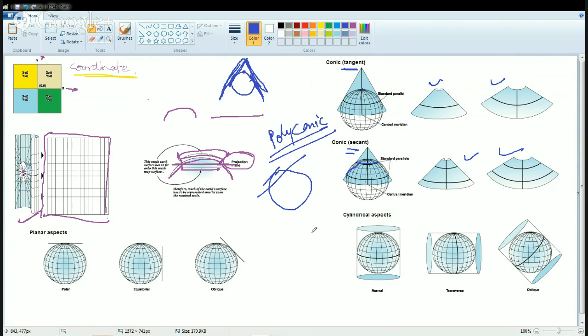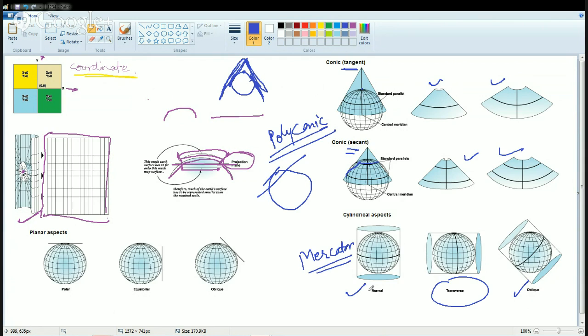The next is the cylindrical projection. In this, you have a sphere or a globe and you cover the paper all around it. If you are covering the paper all around it, this is the normal cylindrical. If you cover it on the other side, it becomes the transverse cylindrical. And if you are covering it at an angle, it becomes the oblique cylindrical. The best example of the normal cylindrical, which is tangent at the equator, is the Mercator projection.